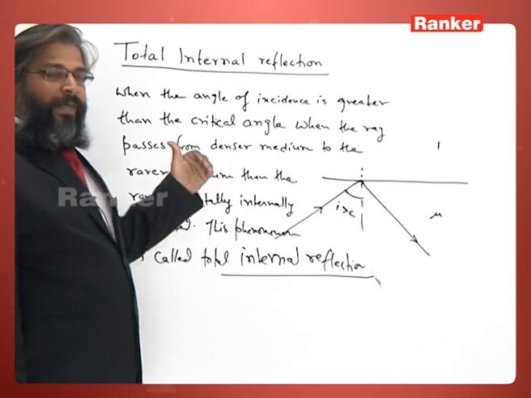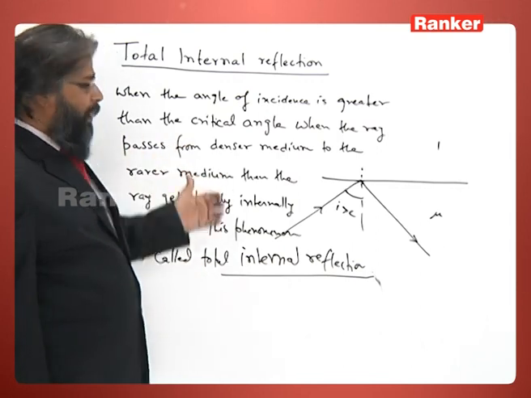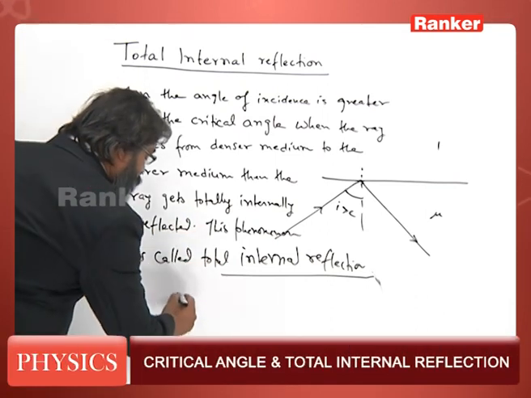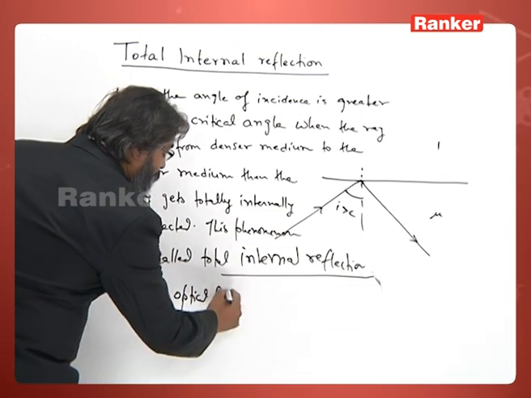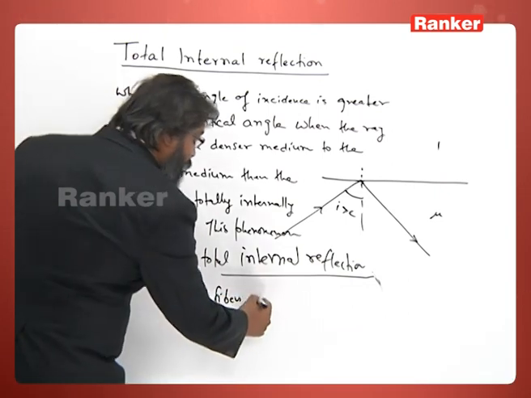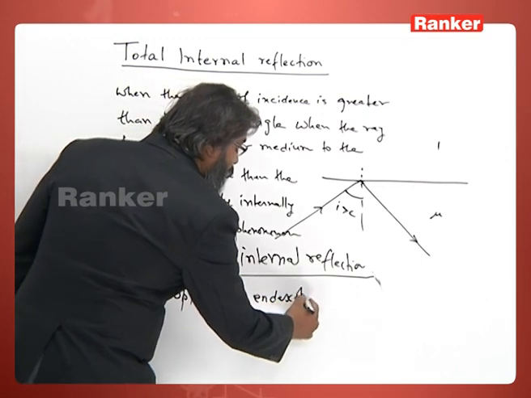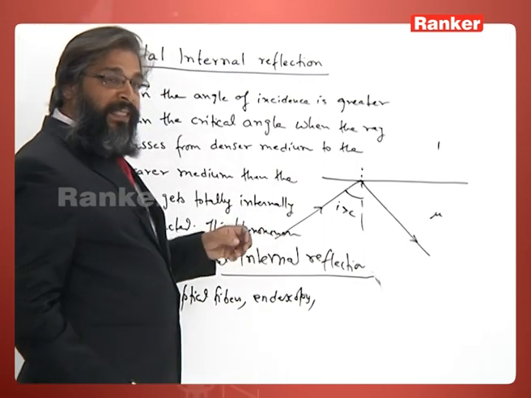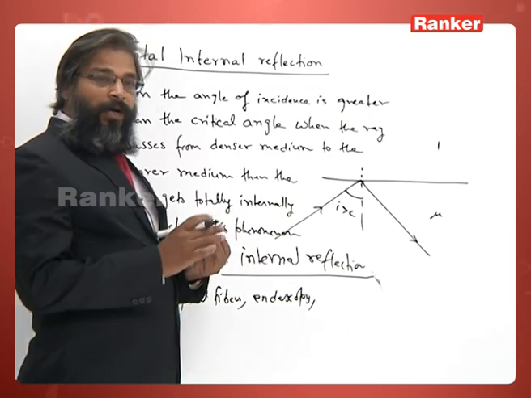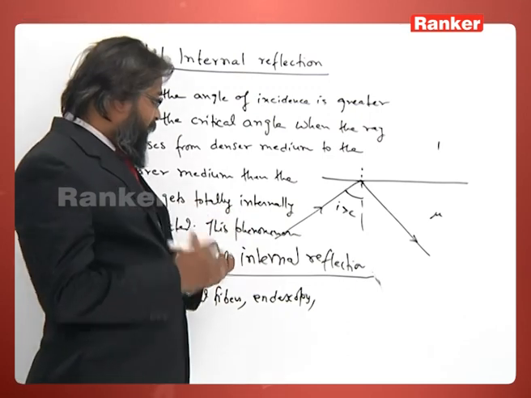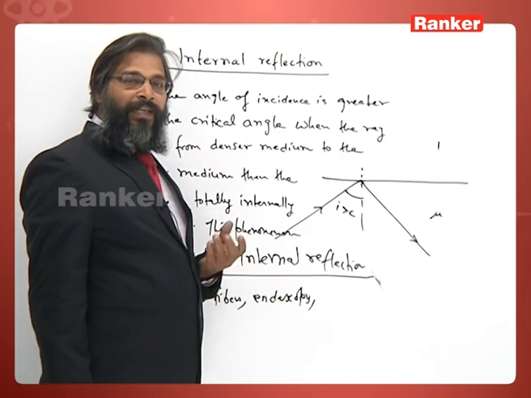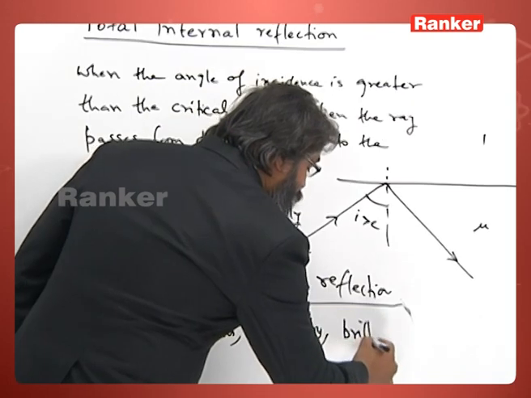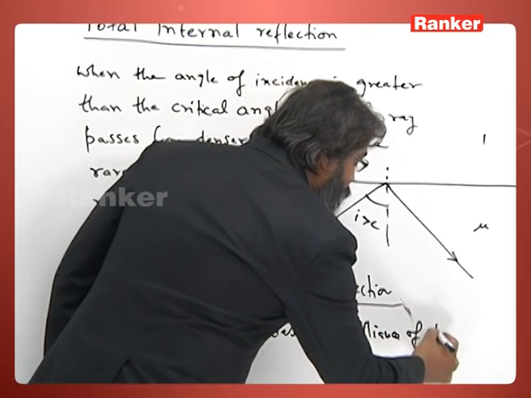Now, this phenomenon is used in a number of devices called optical fibers. Optical fibers, in turn, are used in endoscopy. Total internal reflection is also used in the polishing of diamonds. The diamonds are polished in such a way that with the help of total internal reflections, multiple reflections are caused. That is the brilliance of diamond.